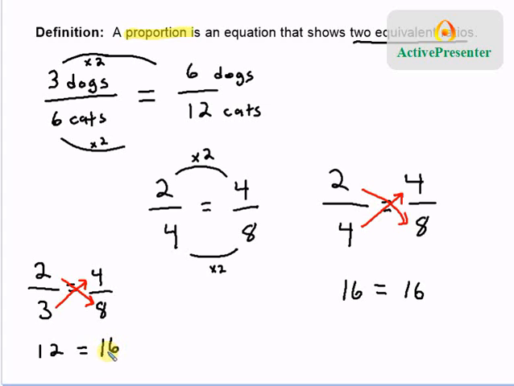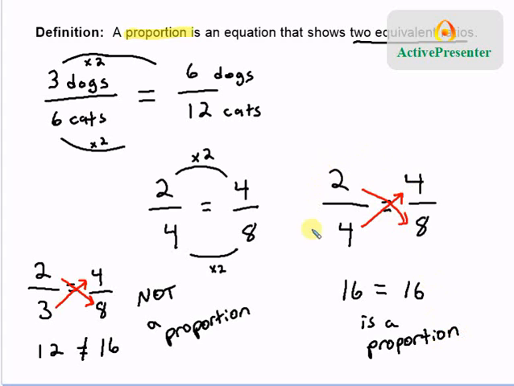Are these two equal to each other? In this case, they are clearly not equal to each other. So we know that this is not a proportion. Now, when we were over on the other side, we saw that we got these two equal to each other. So this is a proportion. We have two ways to do it, but using the cross multiplication is going to become very helpful in our next step.